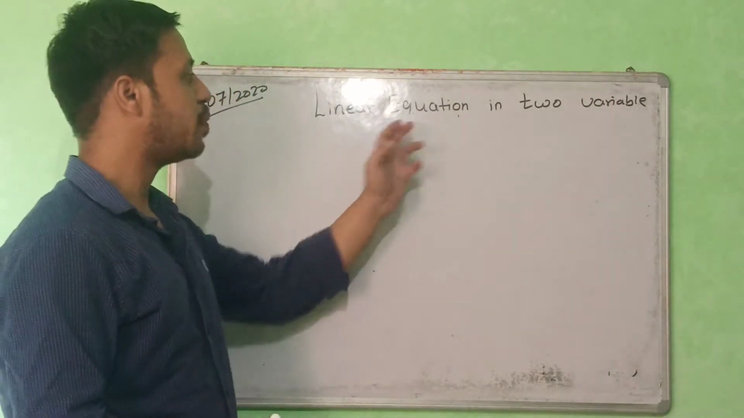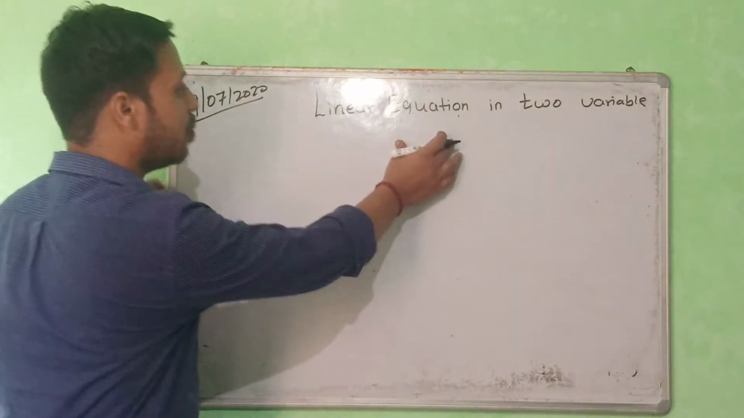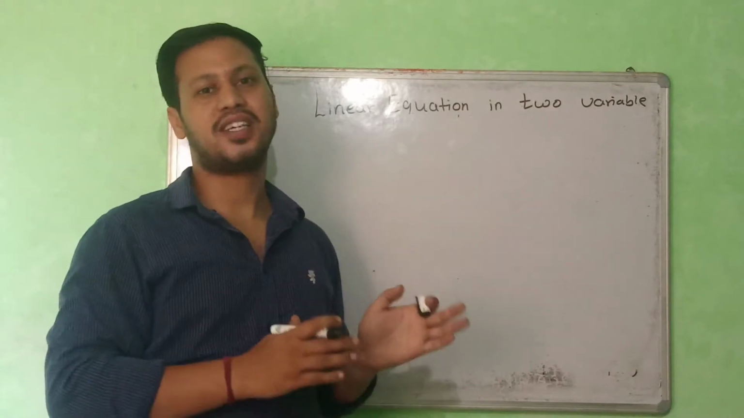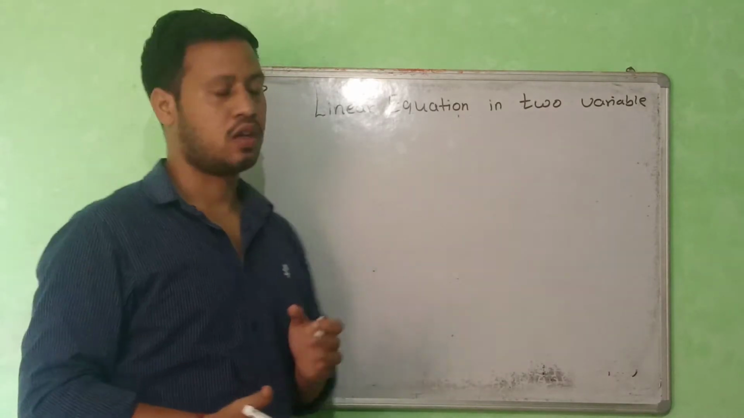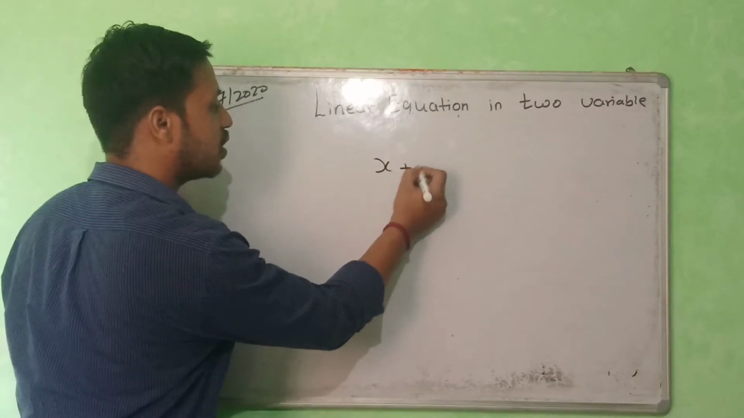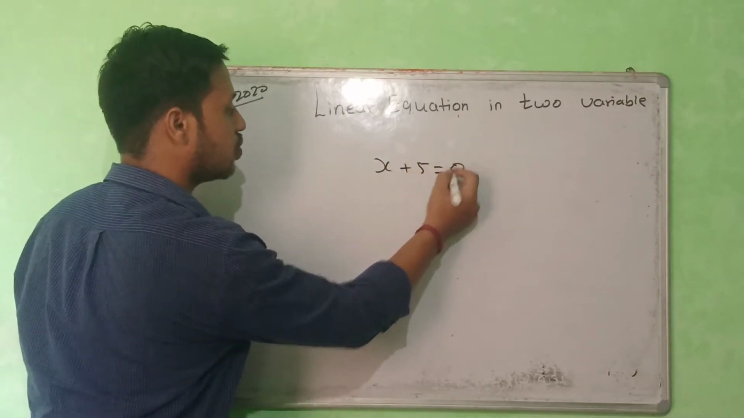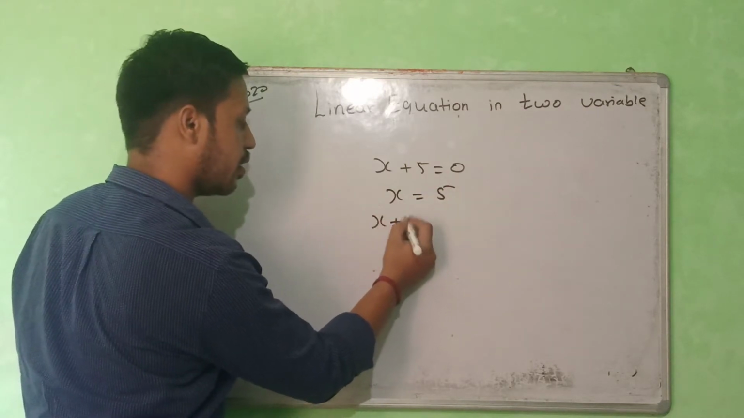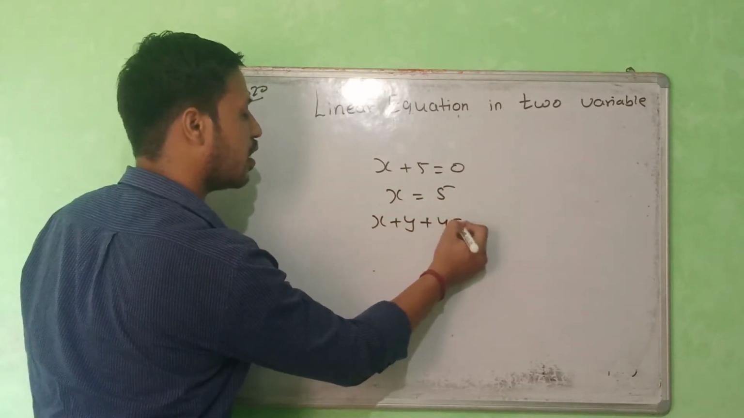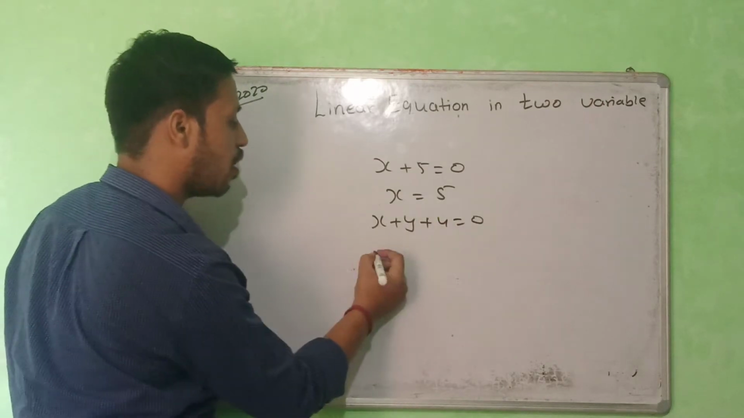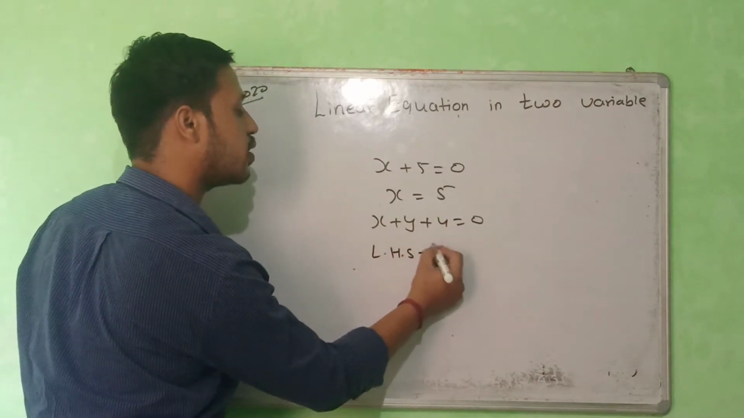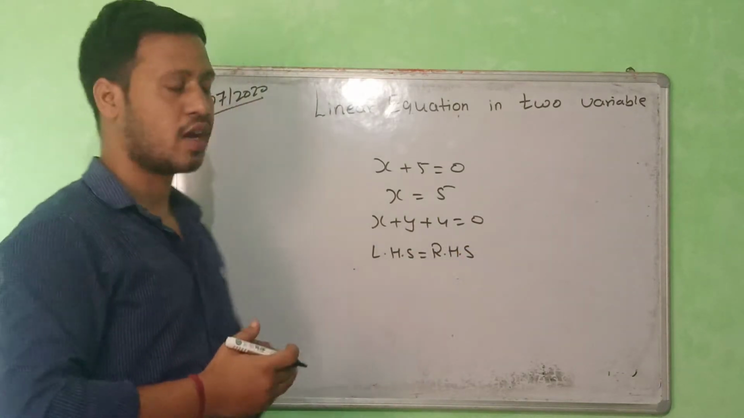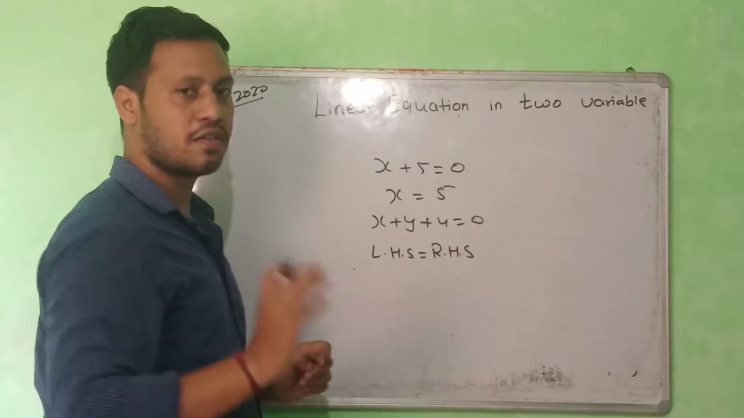Now, what do you mean by equation? Equation means something is equal to something. This means that left hand side equals right hand side. It may be like this. It may be like this. Whenever left hand side is equal to right hand side, we can say that it is an equation.